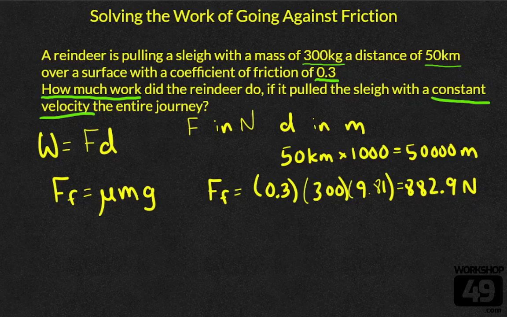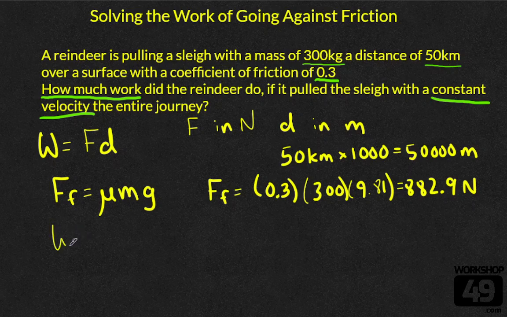That is the force that the reindeer must exert the entire trip in order to keep this sleigh going. If they went above this number, the sleigh would start accelerating. If they went below this number, the sleigh would coast down until it came to a stop. So they had to have pulled 882.9 newtons the entire time, which is part of the equation for work.